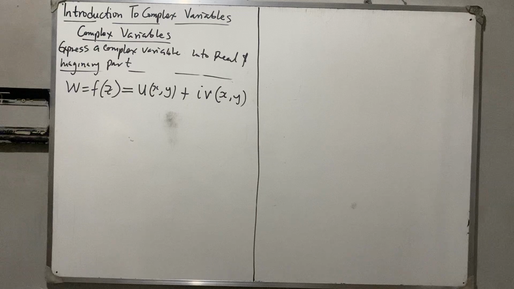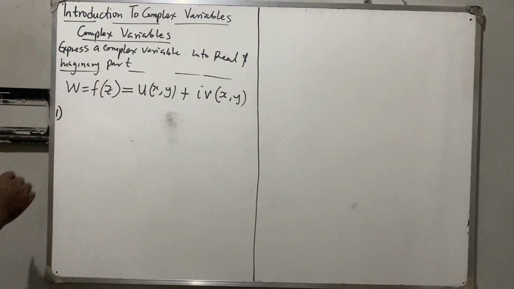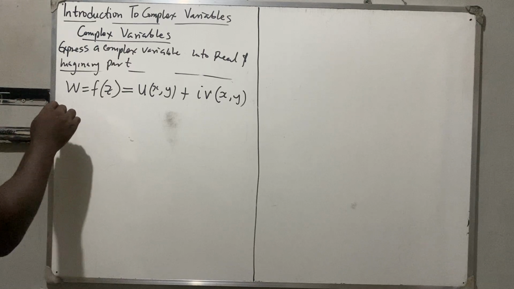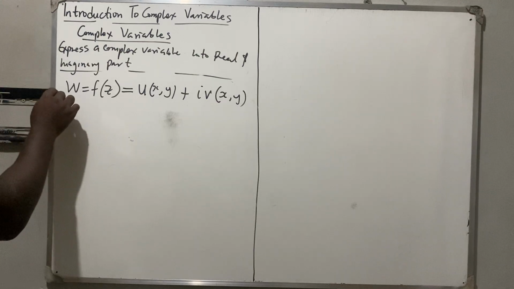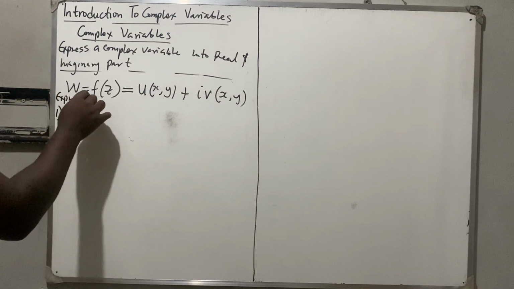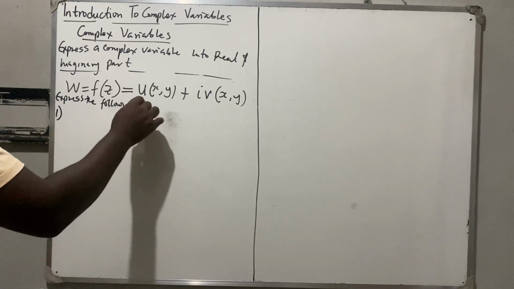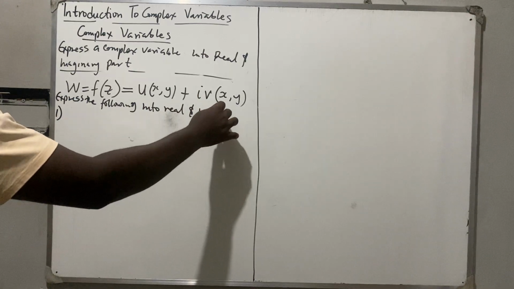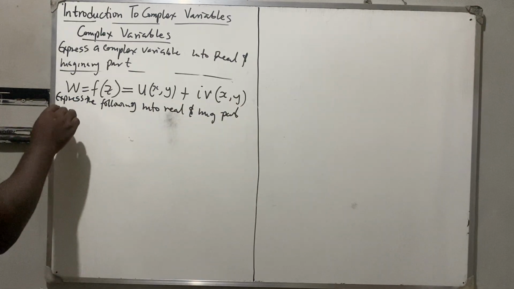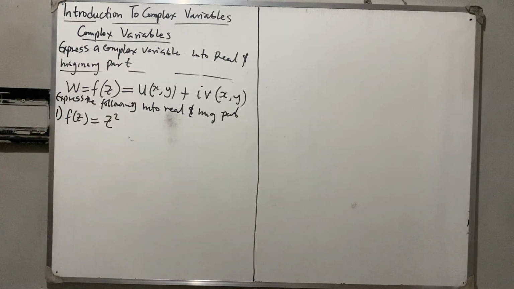Let us take some questions to illustrate what we mean by that. The first question says: express the following into real and imaginary parts. The first question says that f of z is equal to z squared.